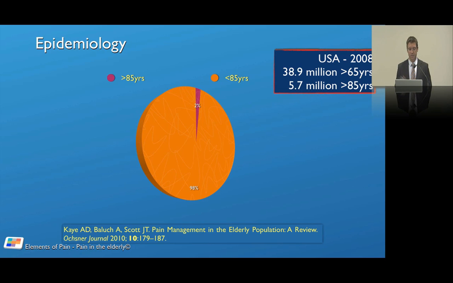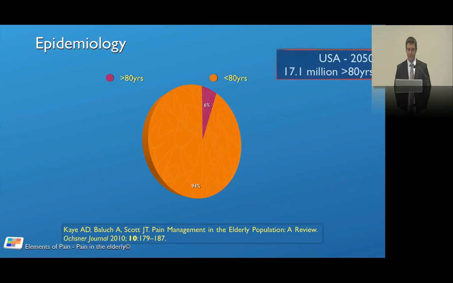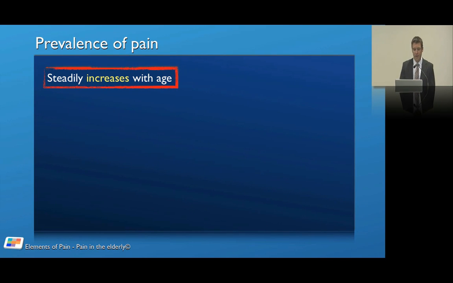The older you get, the more pain you get, and we'll talk about that in a little while. So, now let's predict what's going to happen in 2050 in the US. 17.1 million people over 80 years old, and that's over 80, so this is not over 65. The number's going to be huge, and that's now gone from 2% of the population in 2008. That was more than 85, so there was a 5-year discrepancy, but to 6%, so that's almost tripled really. That's a huge number. So the prevalence of pain, all I want you to know about the prevalence of pain is it steadily increases with age. That's it. That's all you need to know. The older you get, the more likely you are to feel pain, and the more pain you will feel.